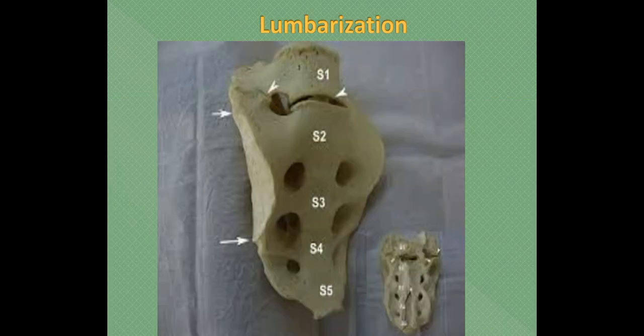So again, this is the picture showing the lumbarization. We can see the presence of the S1 vertebra. So the S1 sacral segment will look like a lumbar vertebra, that is the lumbarization.